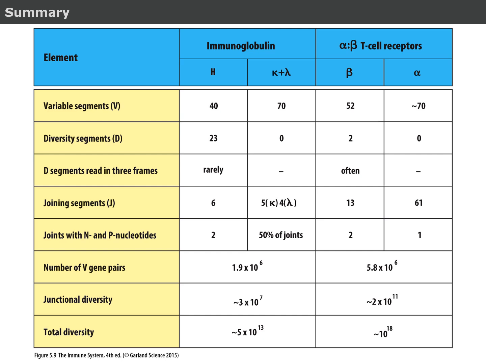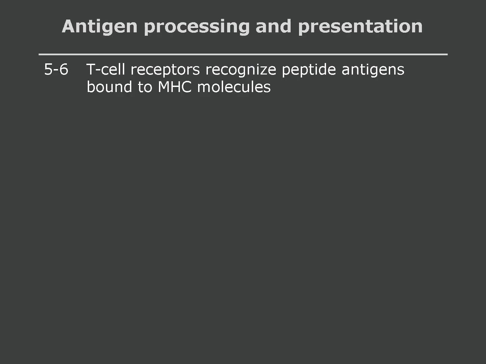Overall, the number of possible variable gene combinations is in the millions, but junctional diversity increases that dramatically. T-cell receptors reach an estimated total diversity of 10 to the 18th power, far exceeding that of antibodies. This extensive diversity ensures that both B cells and T cells can recognize an almost limitless range of antigens. T-cell receptors recognize peptide antigens bound to MHC molecules.